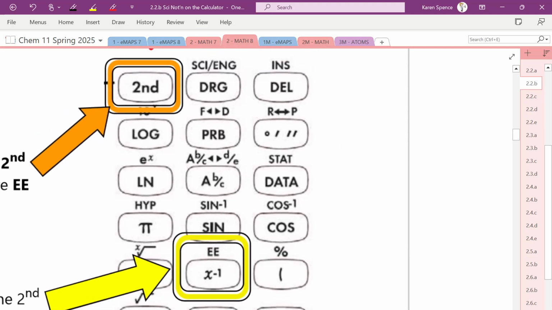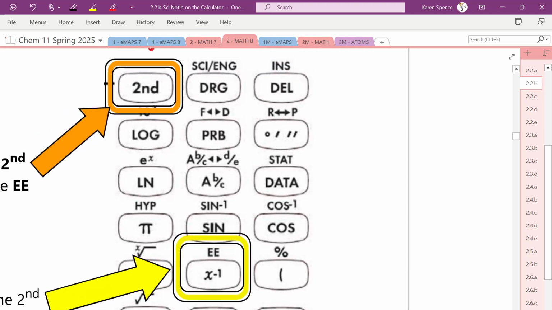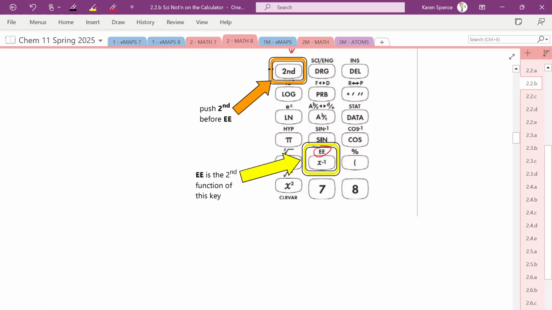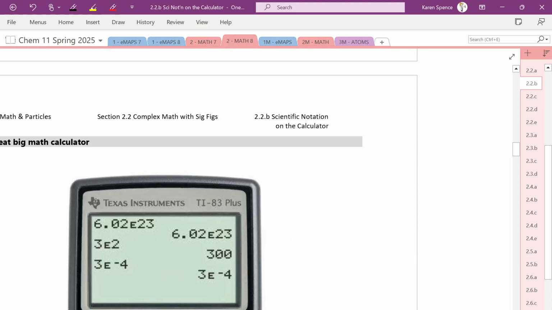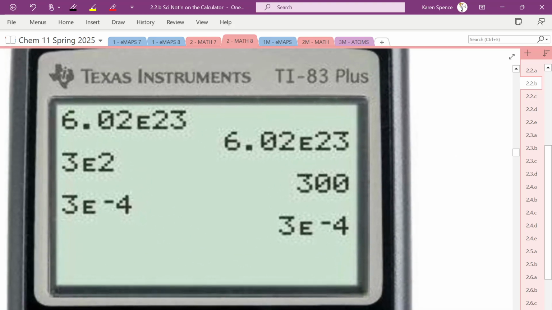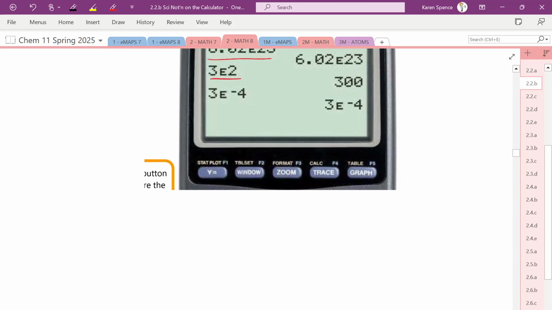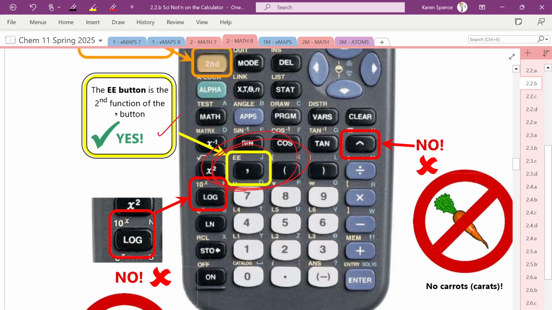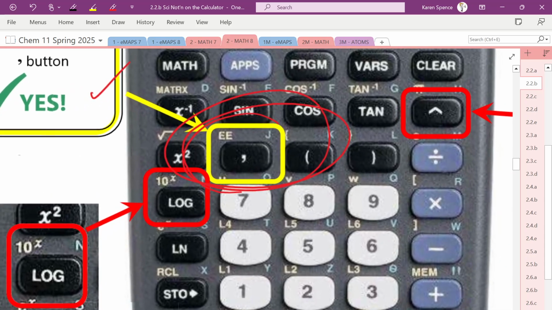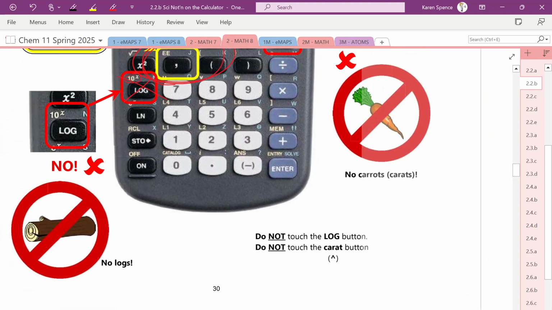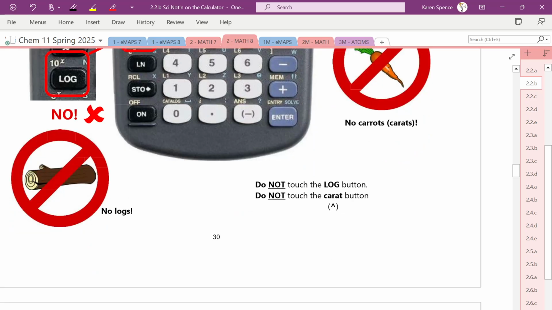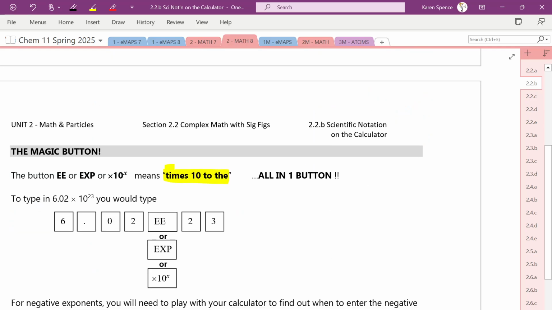Sometimes your EE might be hiding as a second function. There are calculators where you have to press shift or second function and then it's up the top. Here are some ways that your calculator might display it. 6.02 times 10 to the 23, 3 times 10 to the 2. Do not use the log, no logs. Do not use that 10 to the x. No logs, no carets.